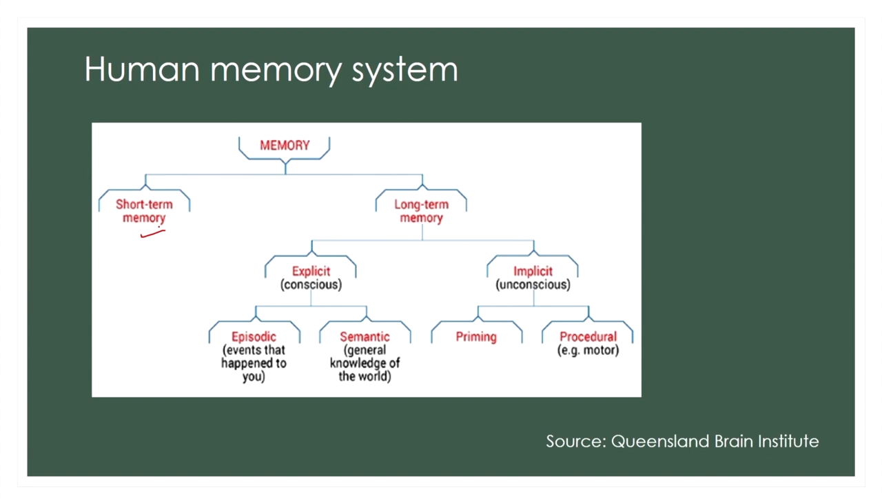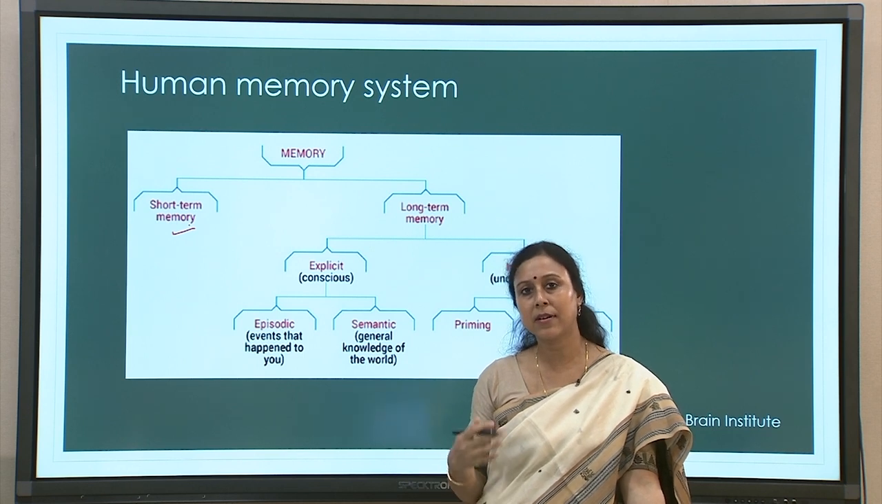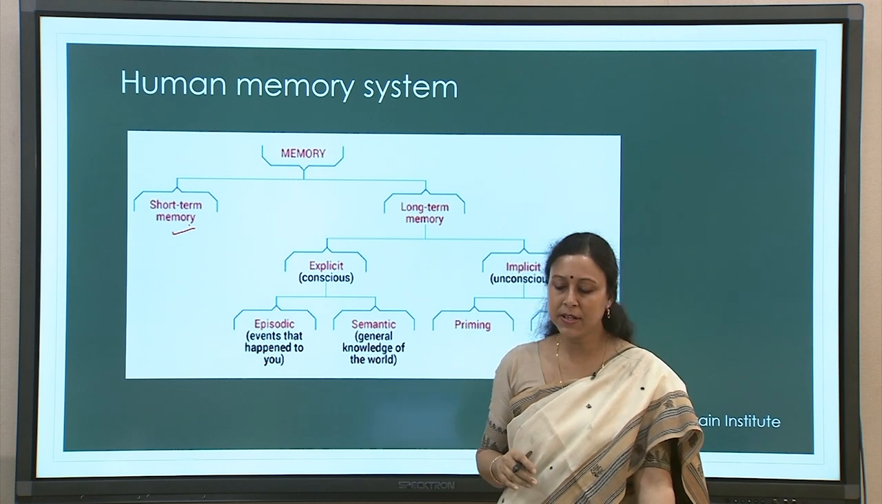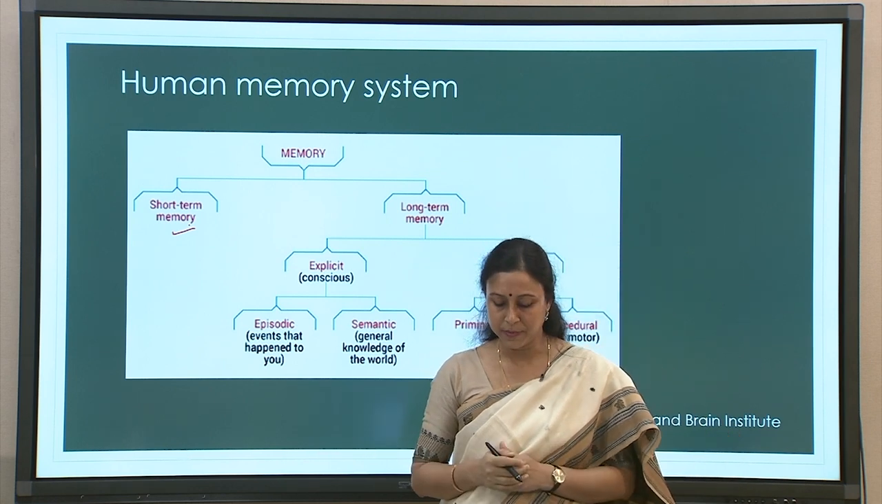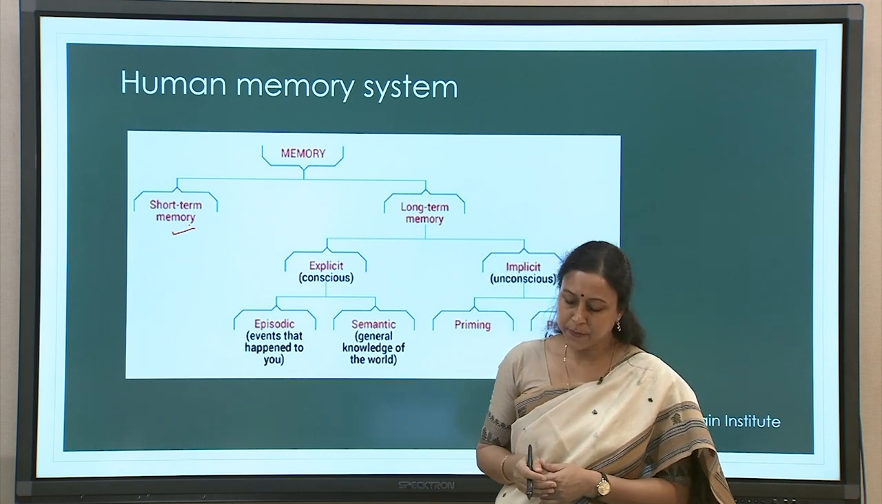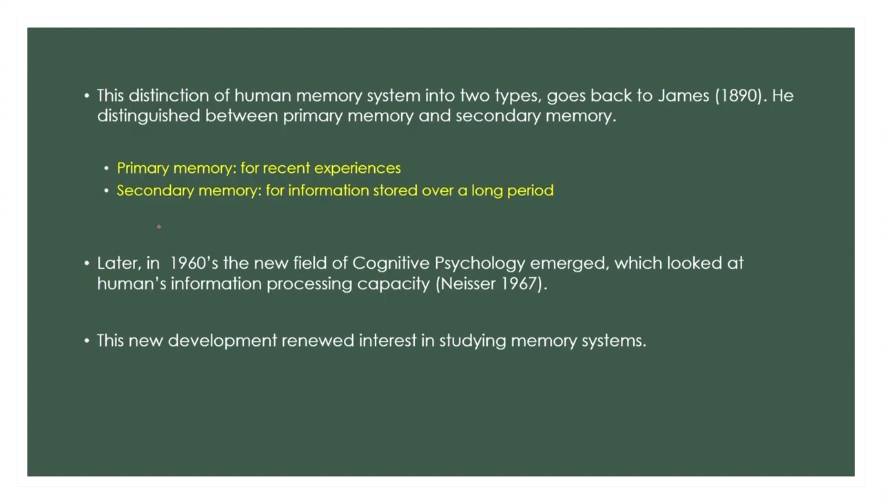Long-term memory is somewhat like those deposits, and over a period of time, depending on how many types of deposits you have, different kinds of interest will accumulate, and it will be diversified into various types of long-term deposits. So this is somewhat like that. It is easier to understand in this way. Now, long-term memory again has explicit versus implicit memory, and then explicit has episodic and semantic, and implicit has priming and procedural.